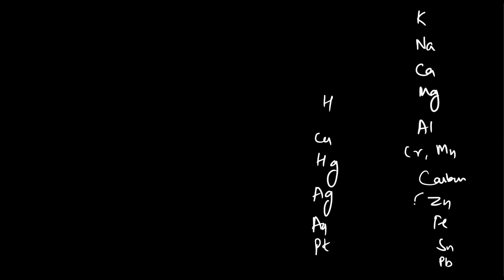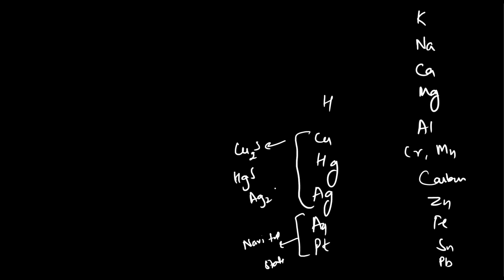Now, these metals exist in the native state. For example, the ore of Cu is Cu2S, of Hg is HgS, and of Ag is Ag2S. These ores can be converted into the metals by simple roasting. Simple roasting means if you roast it, you can simply get the metals.